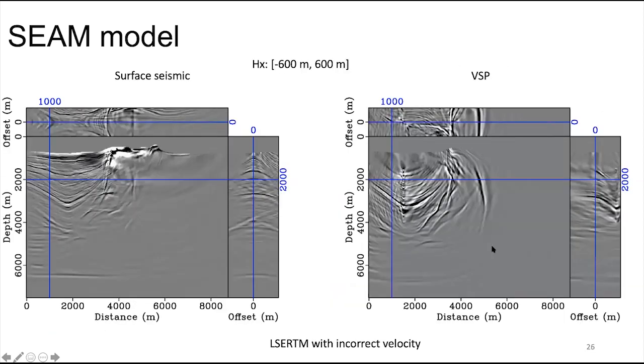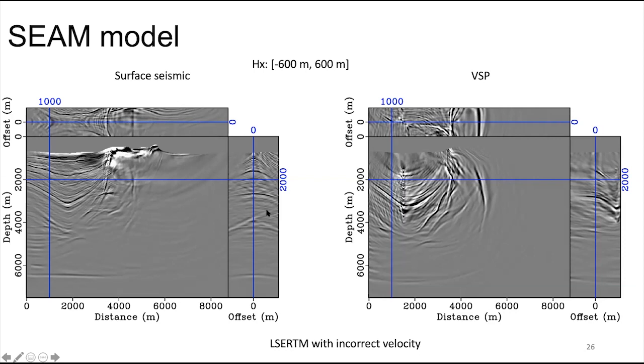These are the LSERTM results. The front panels show the migration images at h equals 0. For the surface seismic survey, the migration profile is dominated by high amplitude, low wave number noises in the shallow part. For the VSP survey, most imaging energies are focused on the salt body, although the structures are not well resolved. The red panels show the subsurface offset common image gathers at x equals 1,000 meters.